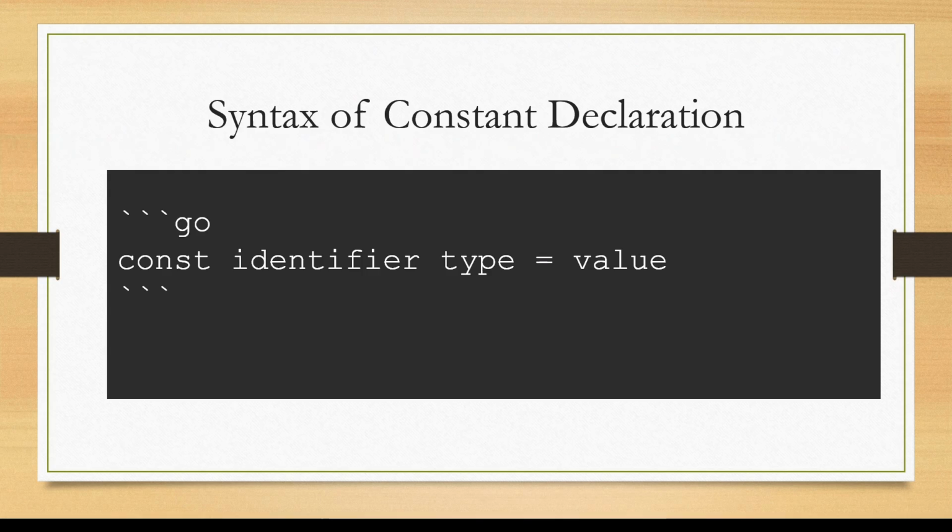Now here's something useful. Go is smart. If you skip the type, it can actually figure it out from the value. But for beginners, I recommend including the type in the beginning. It makes your code clearer and helps avoid confusion. So in real-world coding, this syntax is super helpful when you want to define rules that don't change. So yeah, simple, clean, and really useful once you get used to it.